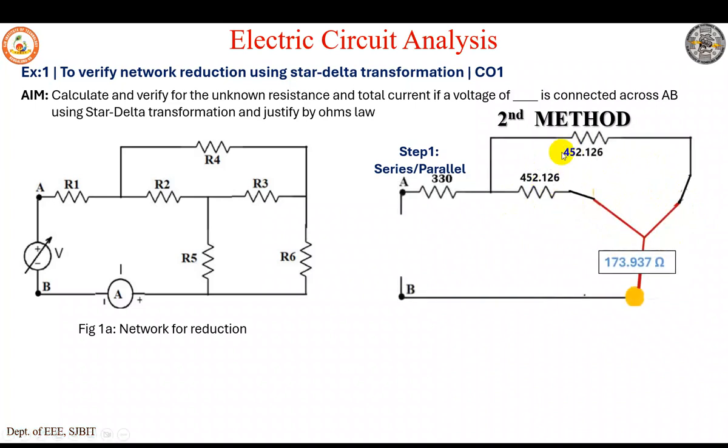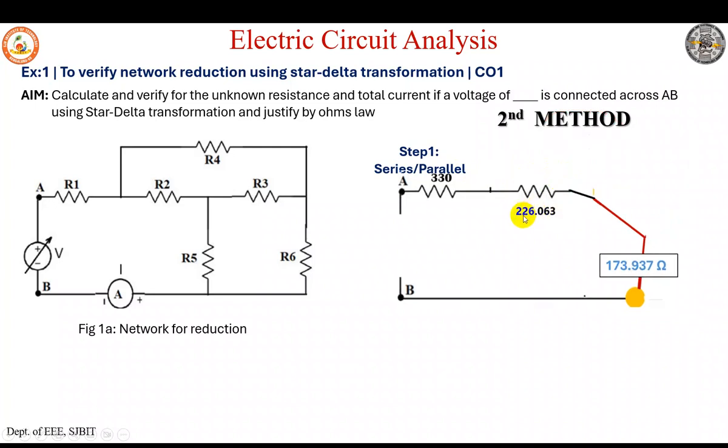As discussed a few seconds back, these two branches appear in parallel, so the answer becomes 226.063. Now all three are in series, and then your answer is 470 ohms. The same thing we got in method 1. You can see there are 2 delta and 3 star, so you can apply 5 different methods. I've just shown you 2 methods. In the exam you can arbitrarily choose any method. If the steps are right, at the end you will get the same answer.